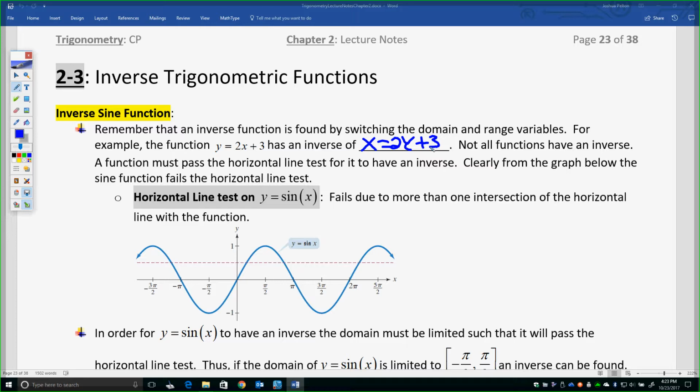in algebra. We're just going to remember back to the horizontal line test. Basically, if a horizontal line can be drawn through a function such that it passes through more than one point, it is not going to have an inverse. That's a function. So if I look at this horizontal line drawn here, it clearly goes through more than one time, so therefore sine does not have an inverse as a result. So we're going to work around that.